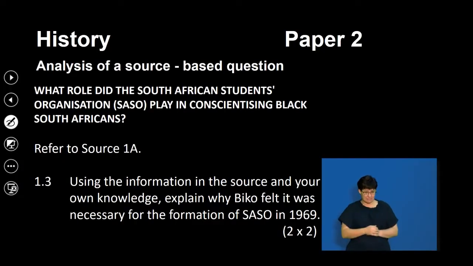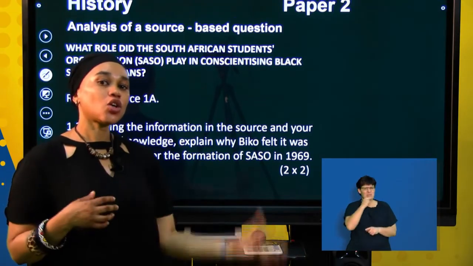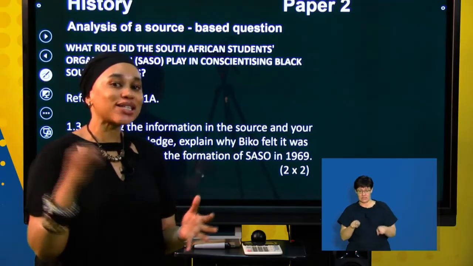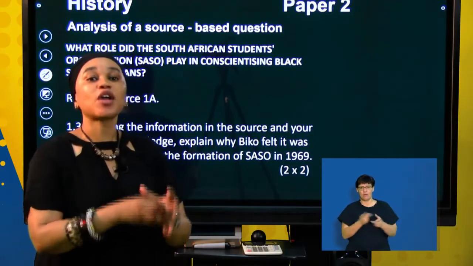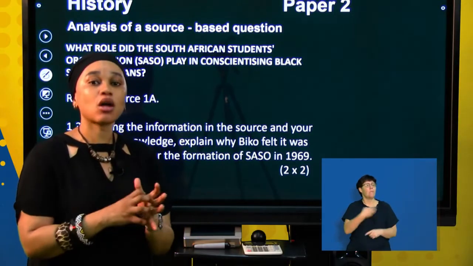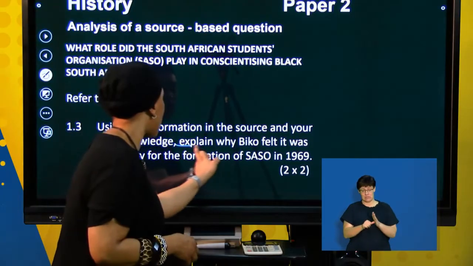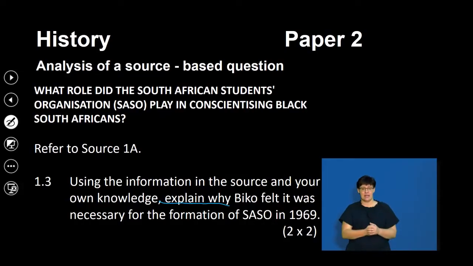And then another question that they might ask you is using the information in the source and your own knowledge. Now guys, remember I told you that there has to be a balance between own knowledge and using information from the source, because you are not just extracting information from the source, but you are using your own prior knowledge as well. That is very important. Now you need to explain why Biko felt it was necessary for the formation of SASO in 1969.